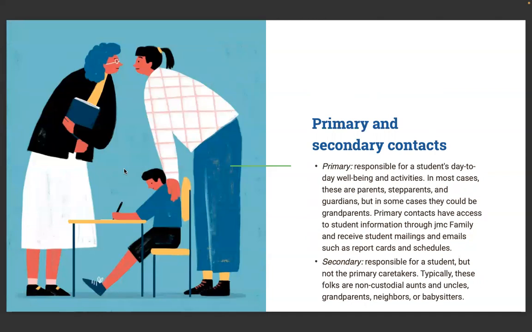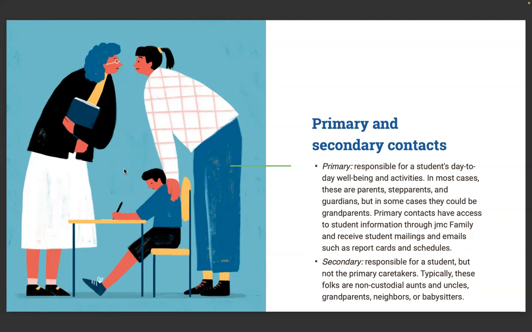So a little bit about these contact types that we have. A primary contact is anybody that is responsible for students' day-to-day well-being and activities. It's usually the contact that the student lives with. There are instances where you have a split family, so you might have two primary contacts. They would be completely separate contacts in your system, but they would both be associated as primary contacts with the student. In most cases, these are parents or step parents and guardians, but in some cases, they could be grandparents.